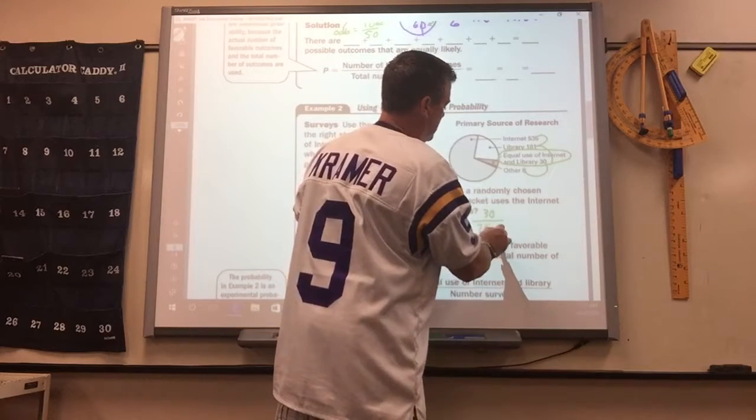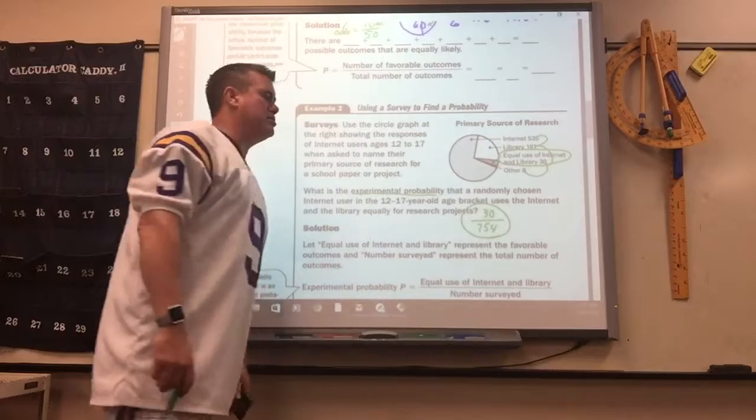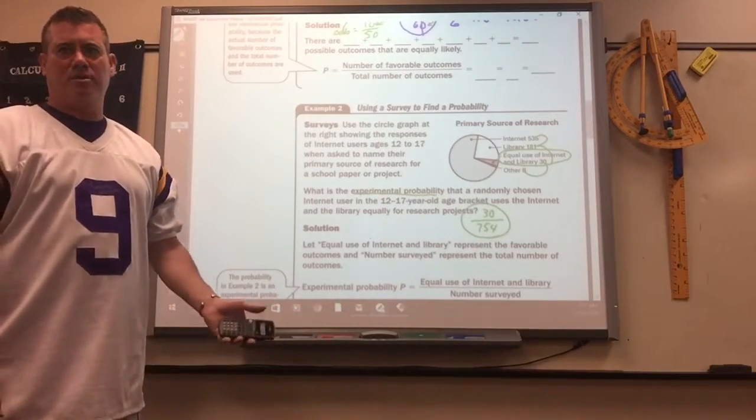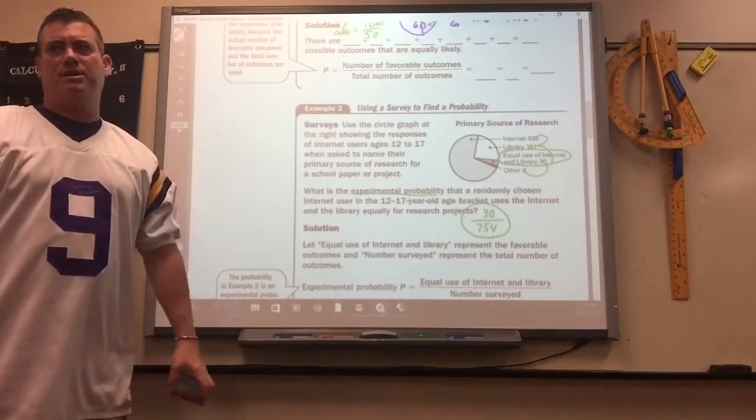754. So the probability is 30 out of 754. You could reduce it, you could make it a decimal. It's going to be a long decimal, so you're better off just leaving it as a fraction.